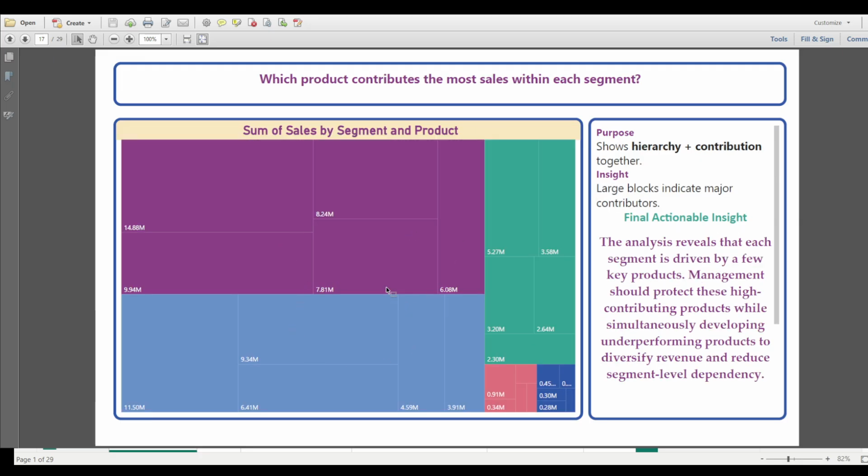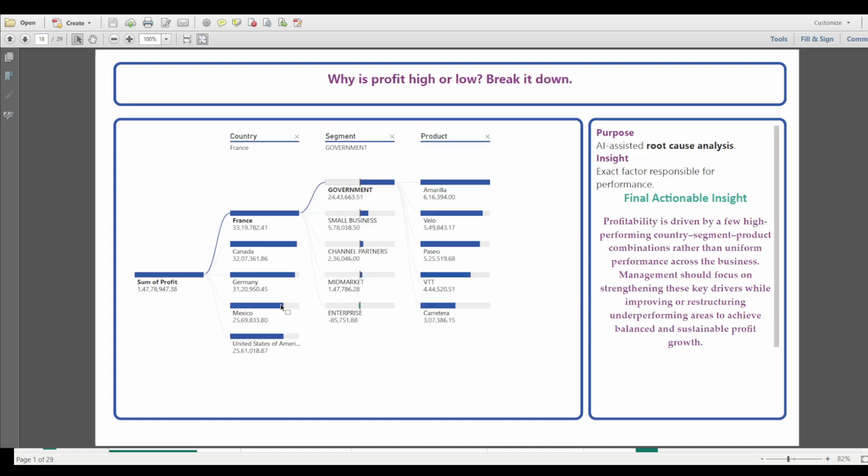This is a tree map wherein the query is which product contributes most to sales within each segment. So the larger the block, the higher the contribution of that particular product. When you want to show something like this, you should go for this tree map.